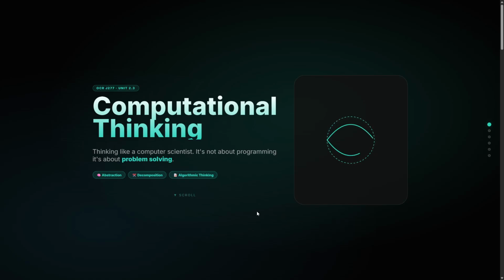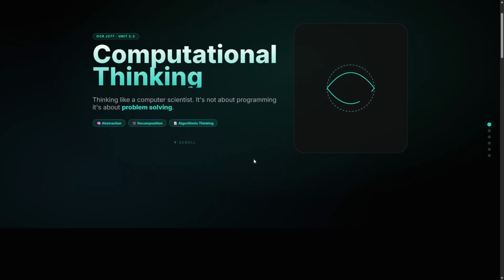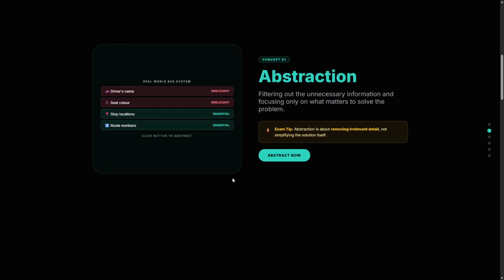Another request for Unit 2, Computational Thinking. Thinking like a computer scientist, not about programming, it's about problem solving. Okay, so what is abstraction? It's removing or filtering out unnecessary information and focusing on what matters to solve a problem.